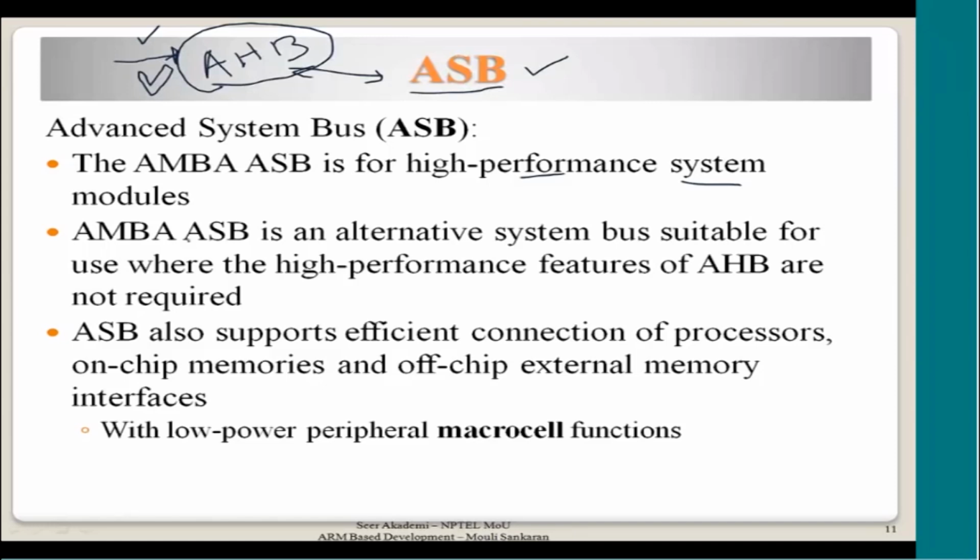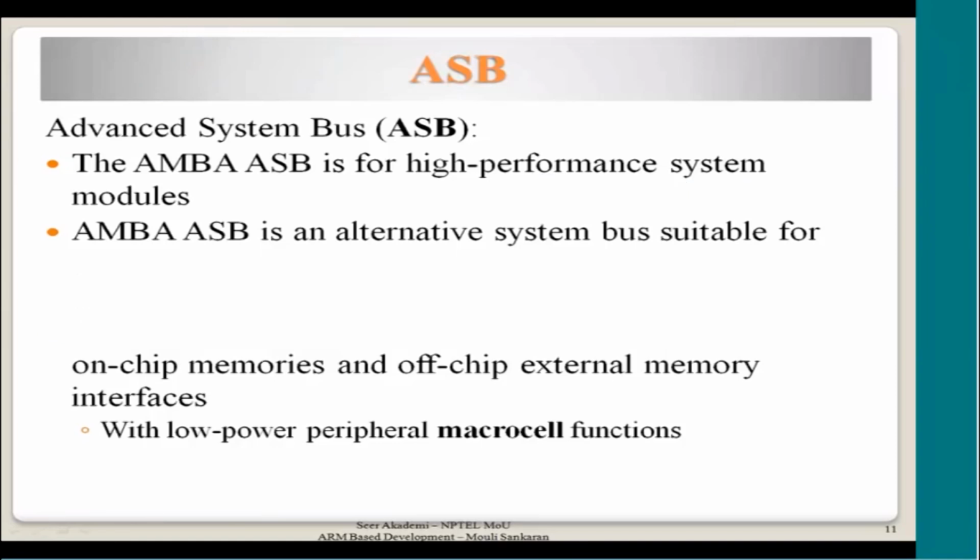So AMBA ASB is an alternative system, suitable for use where the high performance features of AHB are not required, and ASB also supports efficient connection of processors, on-chip memory and others. Whatever AHB supports, ASB also supports, but this is meant for low performance systems. Naturally the area requirement will be less compared to AHB, complexity will be less, and power consumption also will be less. So it is a designer's choice whether to use AHB or ASB.